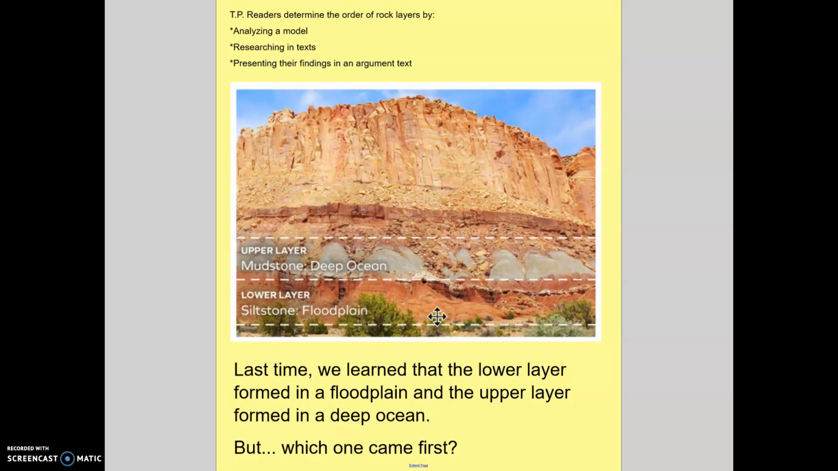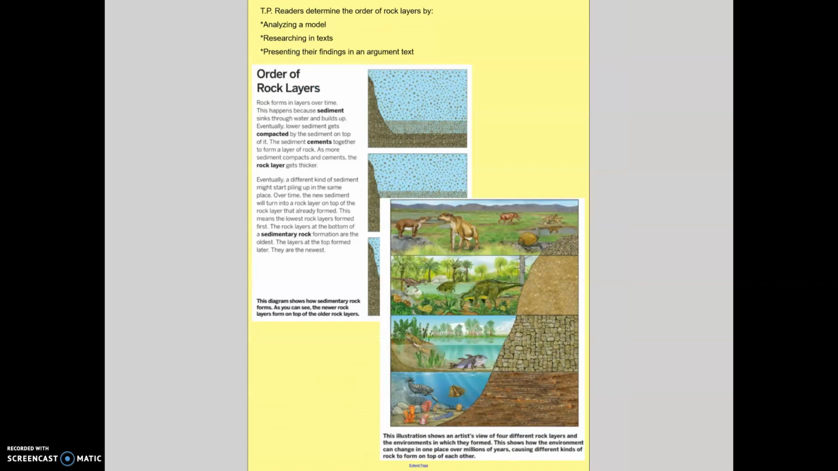Now, this week, we're going to be studying which one came first. So we're going to be determining the order of rock layers by analyzing a model. We'll do that in our next lesson. Today, though, we will research in texts, and again, in our next lesson, we'll present our findings in an argument text. So first, let's open up the Fossil Hunter's Handbook and see what we can learn.